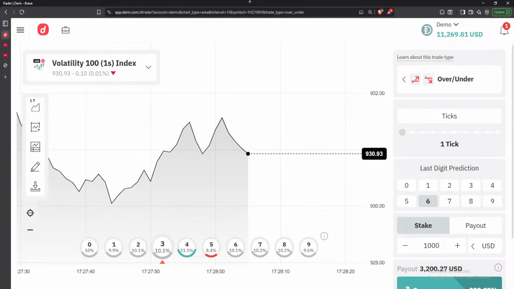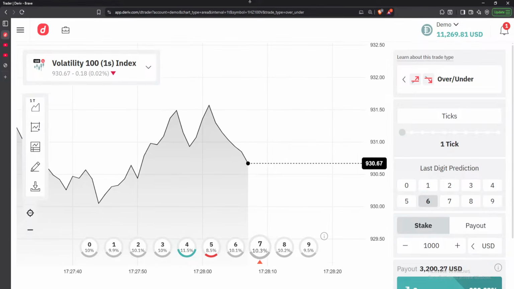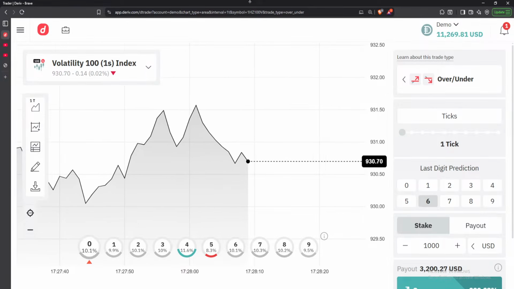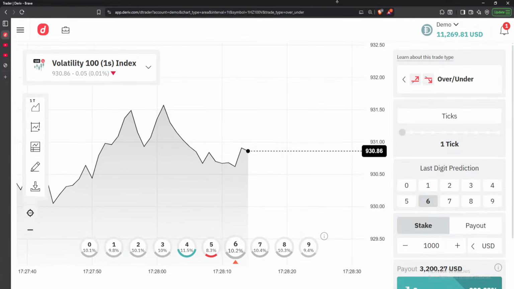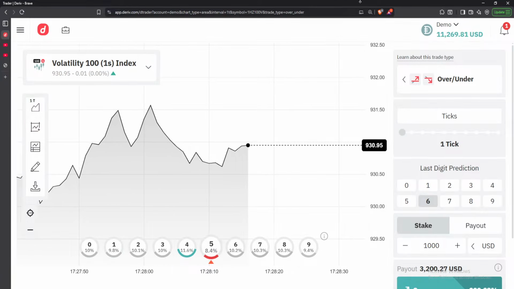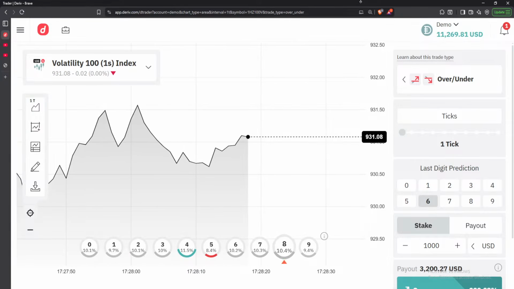But every time you learn a new strategy, don't rush into using it on your real account. Go to a demo, practice it, and then implement it on your real account. Yeah, guys, trading is not hard. You have to do it well to make it easy.